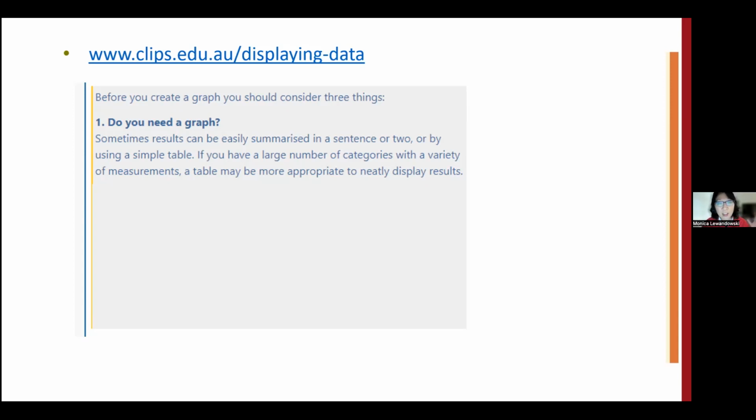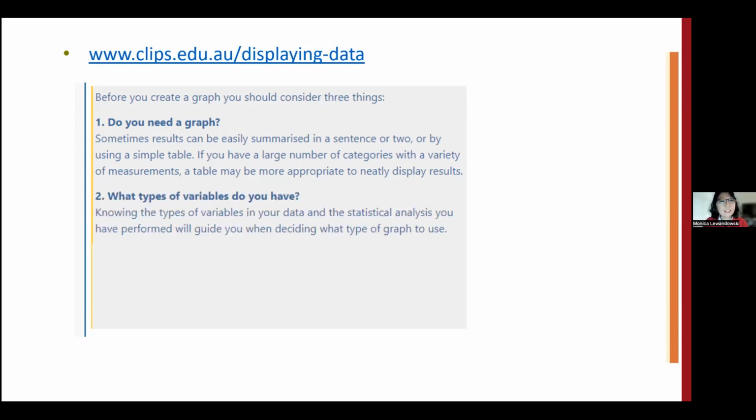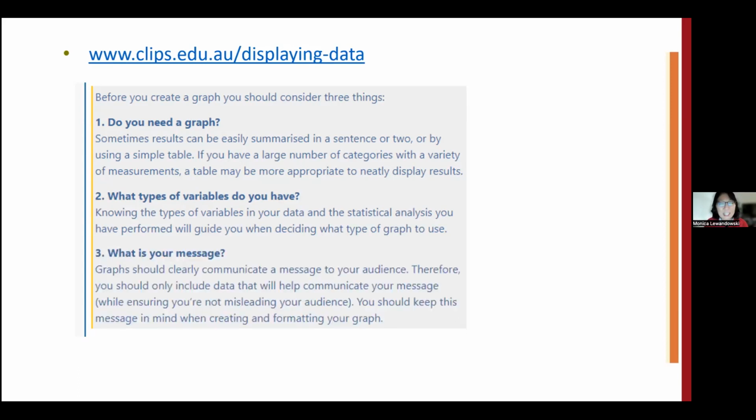It says if you have a lot of categories, a lot of measurements, maybe a table can be a succinct way to display it. Second is what types of variables you have. And of course, that will depend on your data and statistical analyses. You can look at what's conventional for other studies in your field, and work with advisors and colleagues on that. And then third, again, is going back to your key message. What is your key message? And include the data that will help communicate your message.